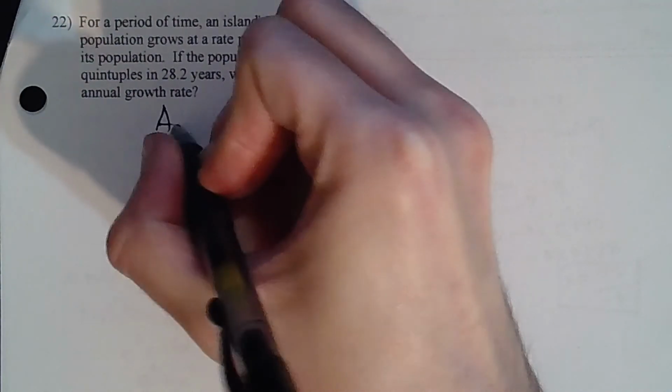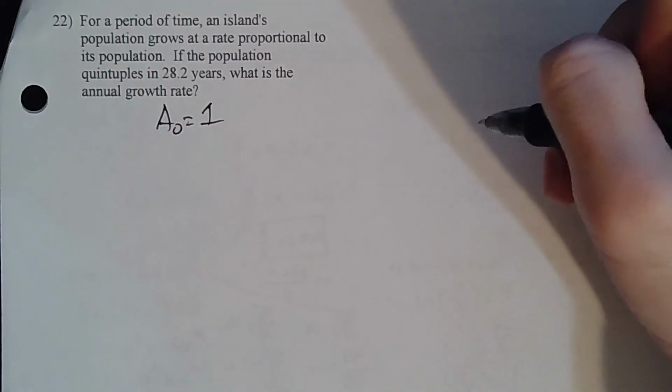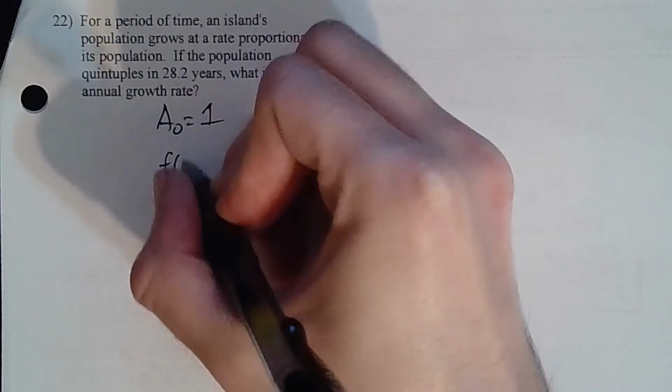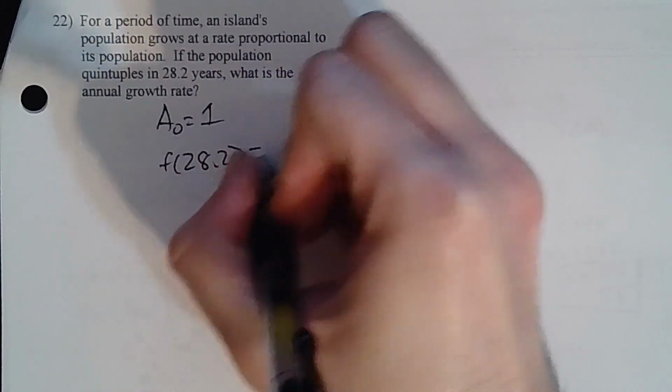For a period of time, an island's population grows at a rate proportional to its population. Who cares about depression? There's always time for math. The population quintuples in 28.2 years. Okay, so this is actually just the same problem as the last one, but faster. So again, you have to make up an initial value, and A naught is 1. Quintuple again means multiply by 5. So our f of 28.2 is equal to 5.